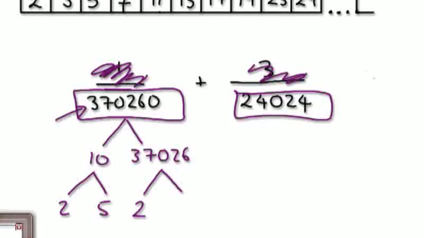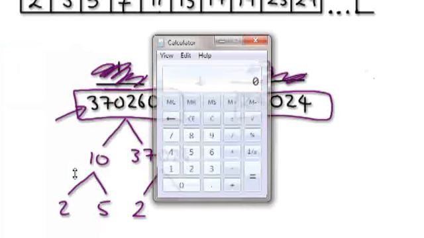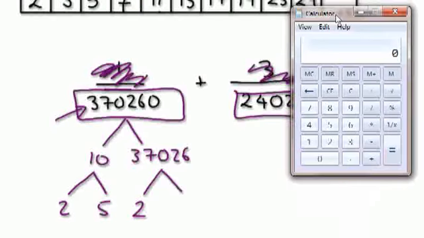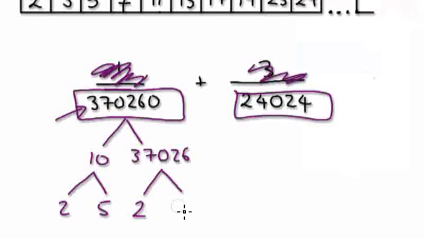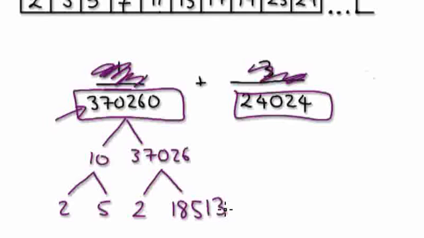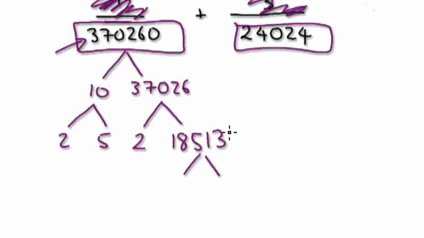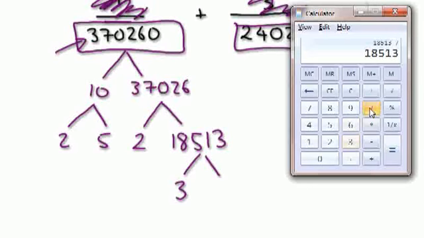Okay, so hang on, let's get a calculator out. 37026 divided by 2 equals 18513. Okay, so let's try and break this up even further. Well, I wouldn't try a 2 because it's an odd number, so I'm going to try 3. If 3 doesn't work, I'm going to try 7. But let's try 3, divided by 3, see if that works. Yep, it does work.